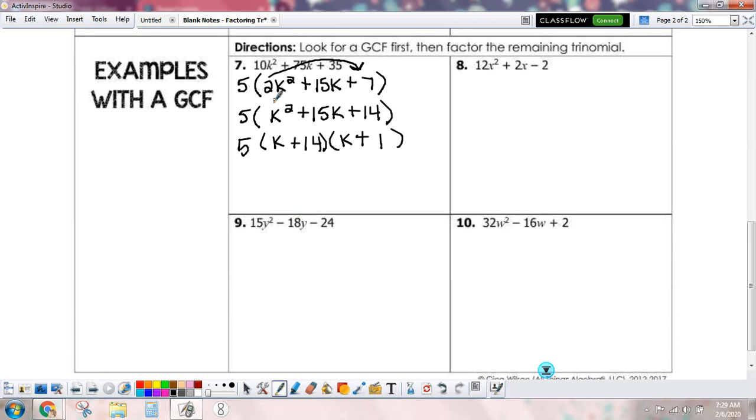Okay, but since I used a 2, I have to make sure that I'm dividing by that. And then I can go ahead and simplify this. 14 divided by 2 is 7. And then I can slide the 2 over. 2k plus 1. All right, so you're going to try these. It's the exact same process as before, just you have to make sure you factor out that GCF first, and then you can slip and slide.